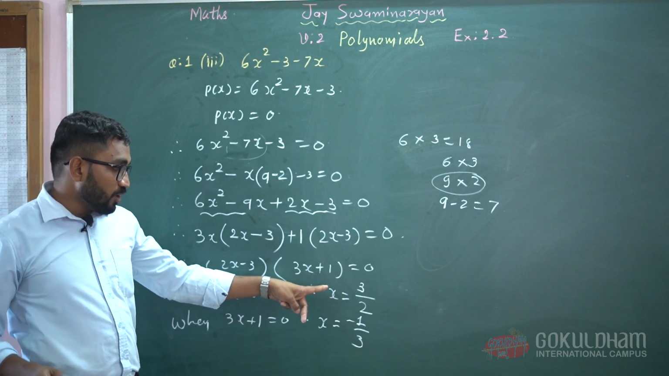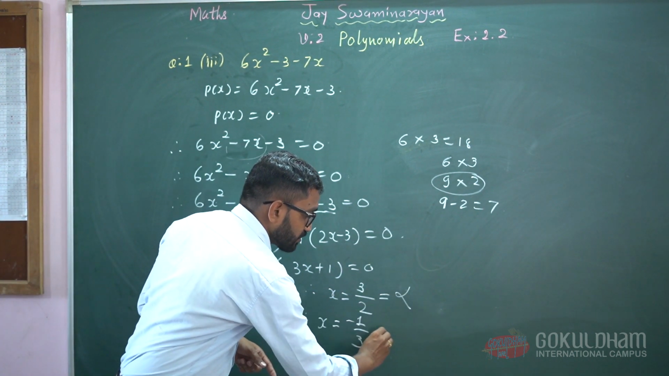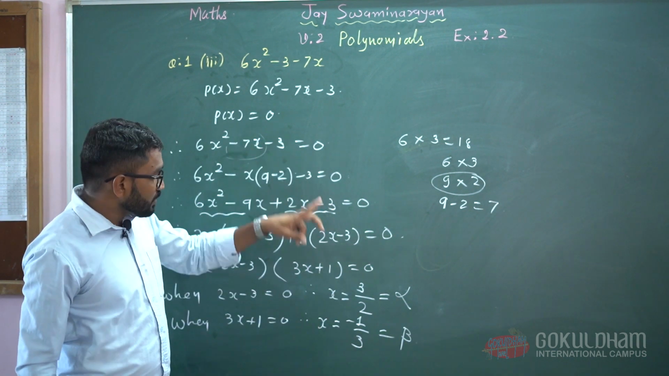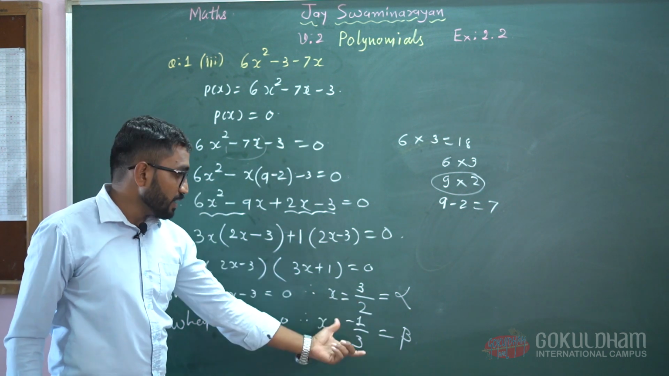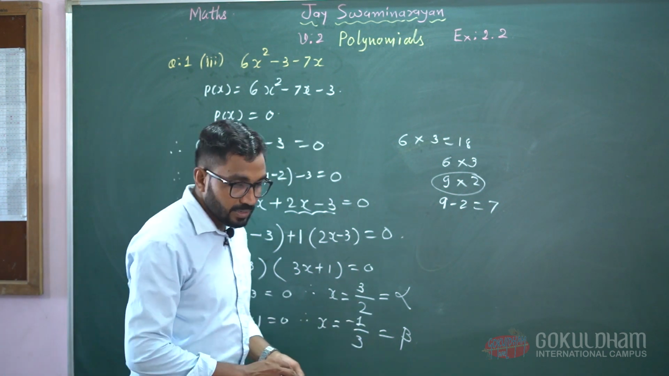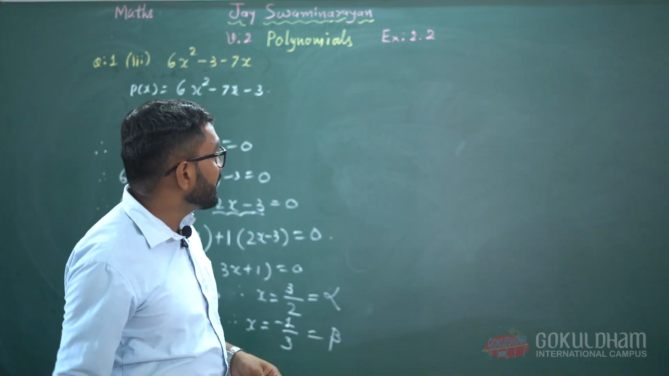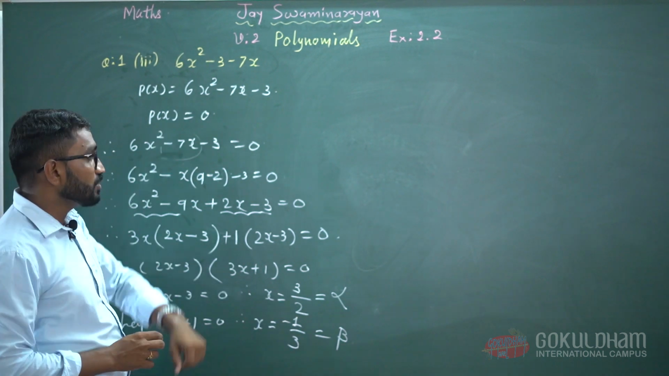Here the two values of x are called alpha and beta, because these are the values of the zeros of this polynomial. So it's called alpha and it's called beta. Now we can verify our relationship between zeros and coefficients of these polynomials.